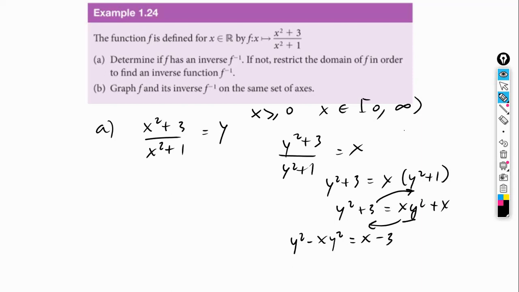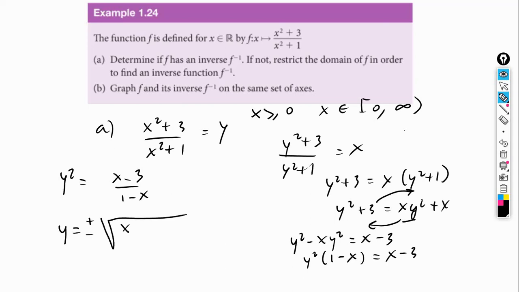Then we can factor out the y squared. So we're going to get y squared times (1 minus x) is equal to x minus 3. Then I'll continue over here. Then we get that y squared is equal to (x minus 3) over (1 minus x). Therefore, y is equal to, remember that these have two solutions, right? Plus or minus the square root of (x minus 3) over (1 minus x).